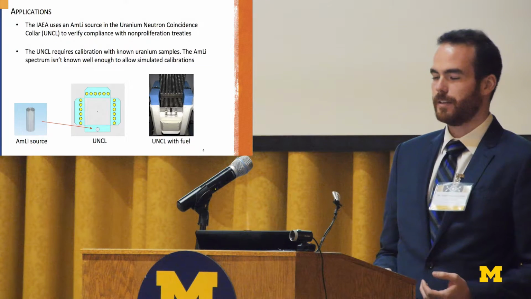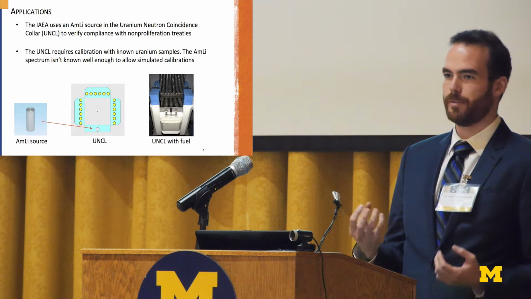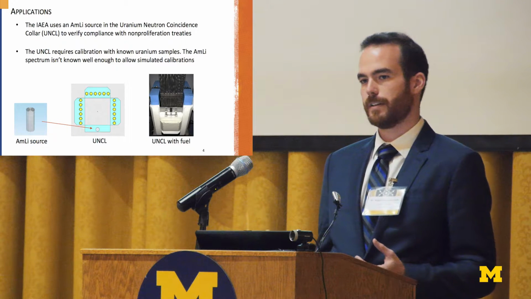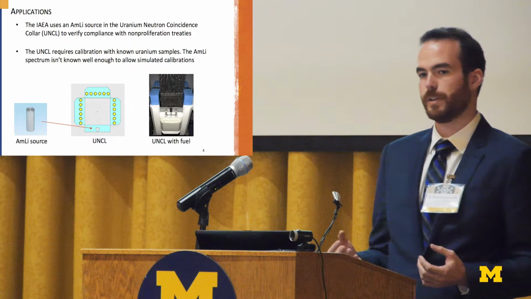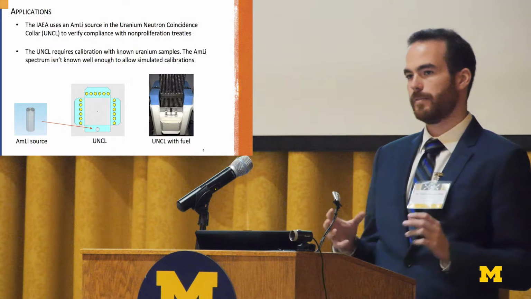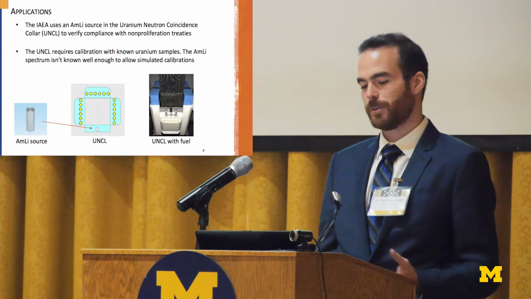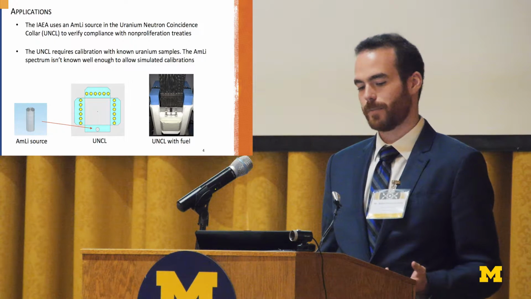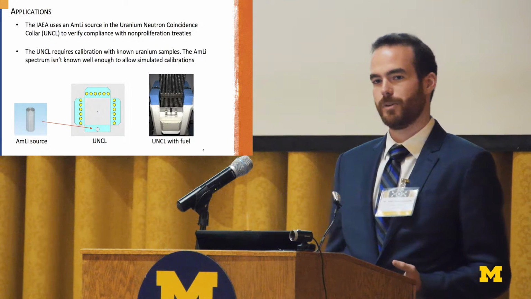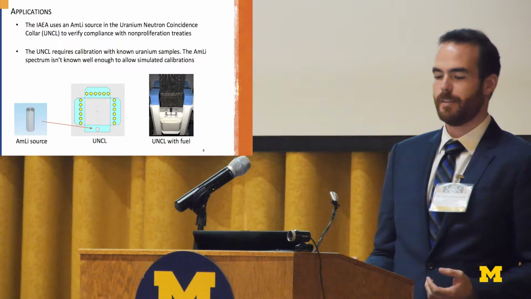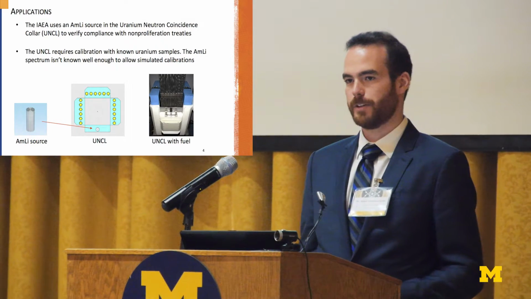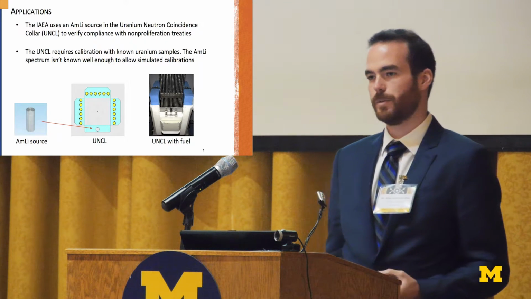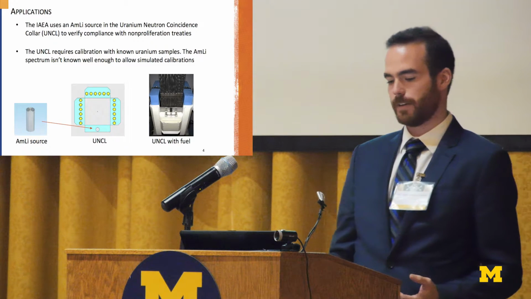But one of the issues is that the UNCL requires calibration with known physical standards. And so if you're able to simulate your calibrations instead, you would be able to measure things that you can't, maybe because it's too expensive or you can't get a hold of physical standards to calibrate with. But of course, one of the issues with that is you need to know your AMLI spectrum well enough to simulate that, and that's something that we currently don't know well enough. So if you improve your knowledge of the AMLI spectrum, then you enable simulating your calibrations, and you expand the applications, the capabilities of detectors like the UNCL to different geometries, different materials.